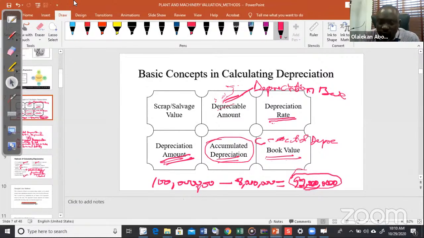The difference, please note, the difference between your cost and the salvage value.